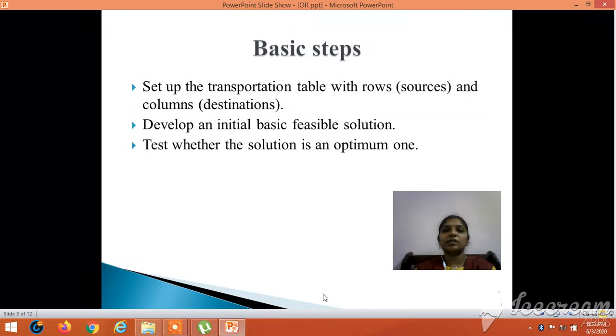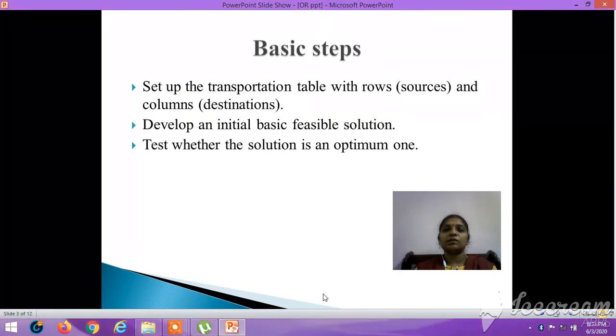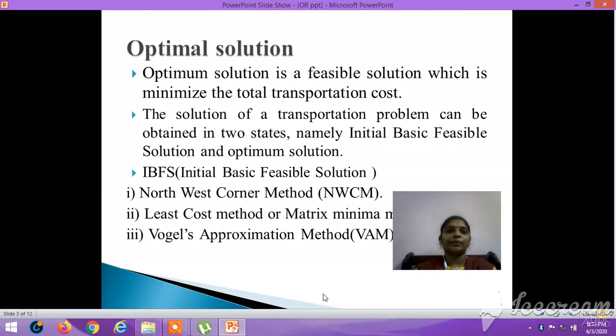Then, basic steps. There are some basic steps. First, you have to set up the transportation table with rows and columns, that is, sources and destinations. Then you have to develop the initial basic feasible solution. Then test whether the solution is the optimum one. The optimal solution is a feasible solution which minimizes the total transportation cost.